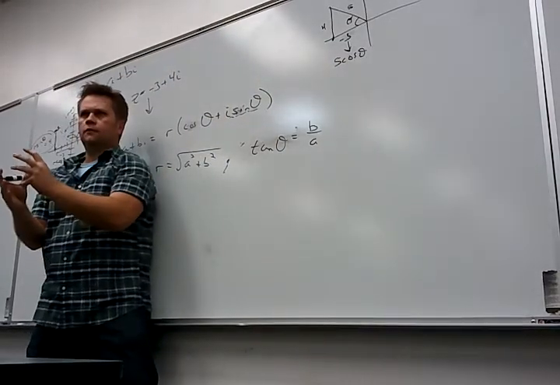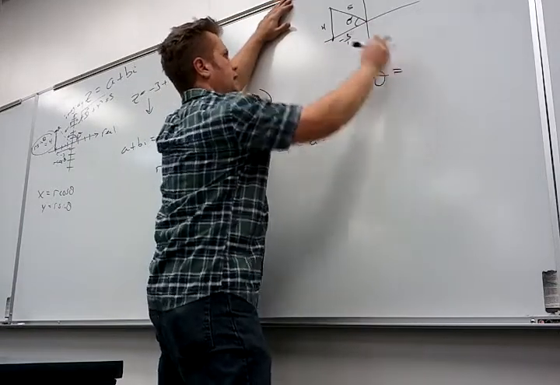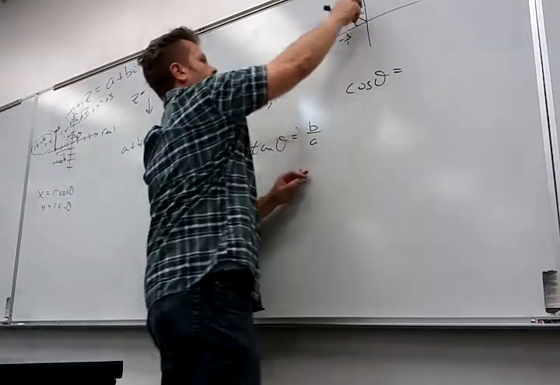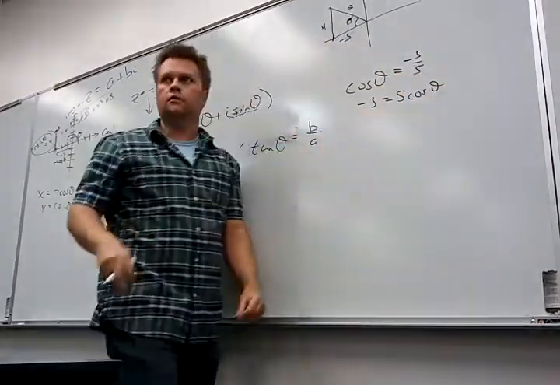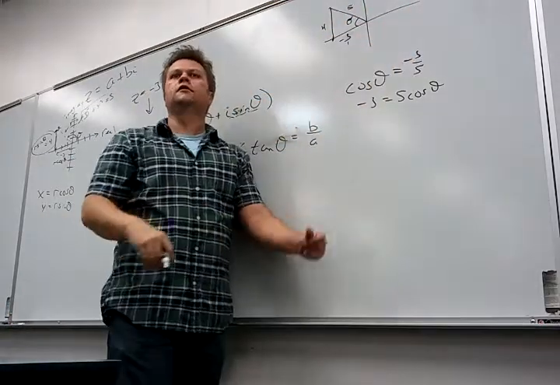You guys with me on that? That's certainly 5 cosine theta. So again, let's take a step back. What's cosine theta for that triangle? Negative 3 over 5. Therefore, negative 3 is 5 cosine theta. You with me? So couldn't I replace here? What is negative 3? What did we just say it was? 5 cosine theta.